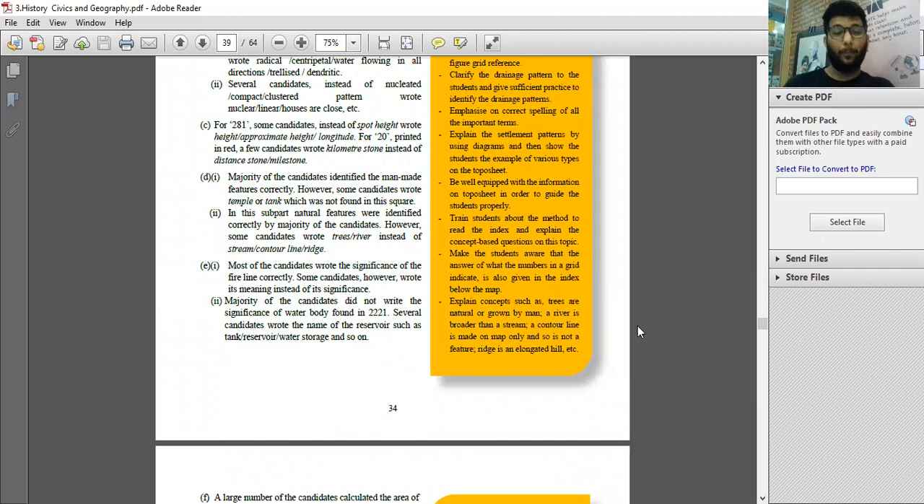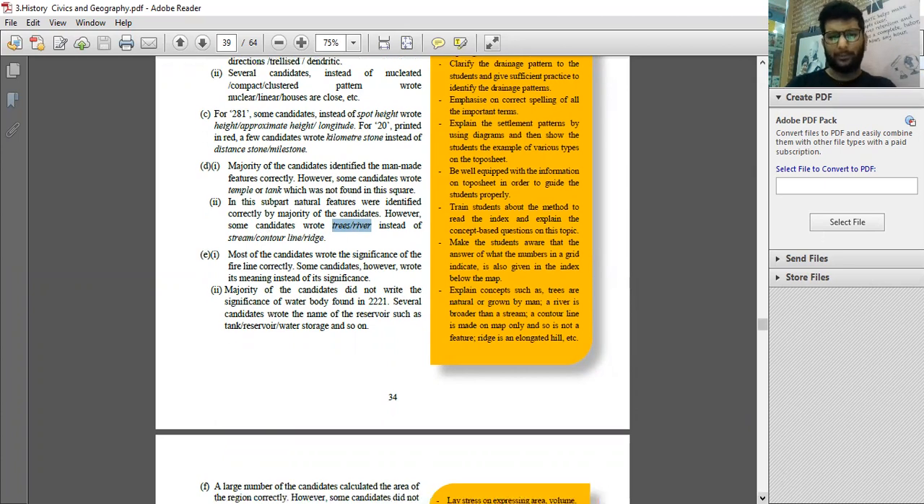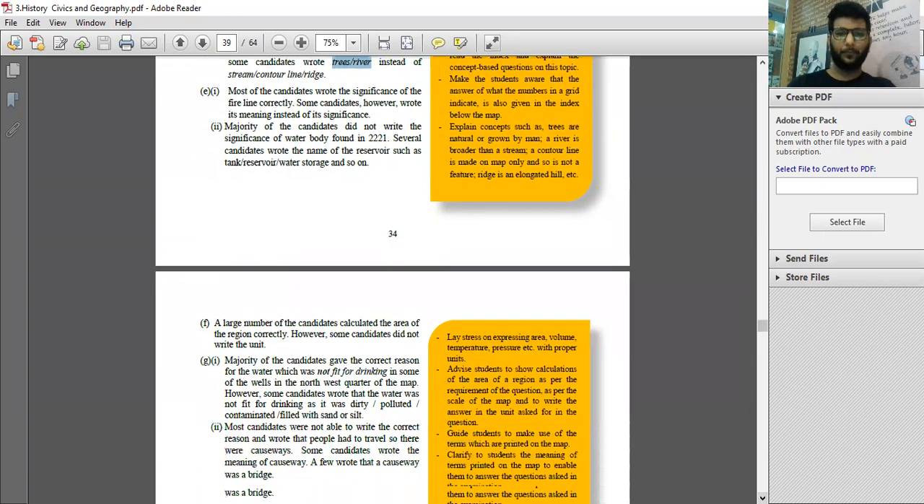But when it comes to the problems, like when you come to identify natural features, here, as I said, some candidates wrote trees, rivers instead of stream and contour lines or ridge, which was expected. So as I mentioned, do not consider your trees and rivers under natural features. Rather consider other ones like streams and contour lines or even ridge. Right. Rest of the paper was quite simple. It shouldn't be a problem. Right.